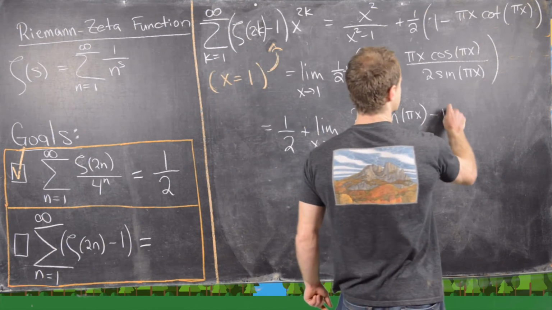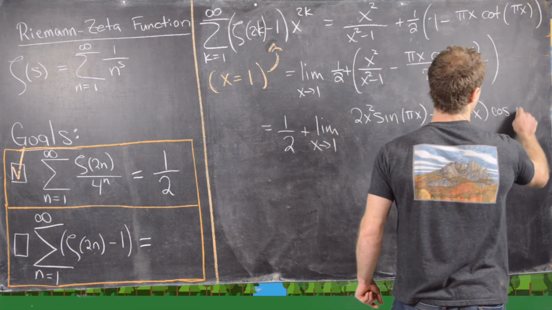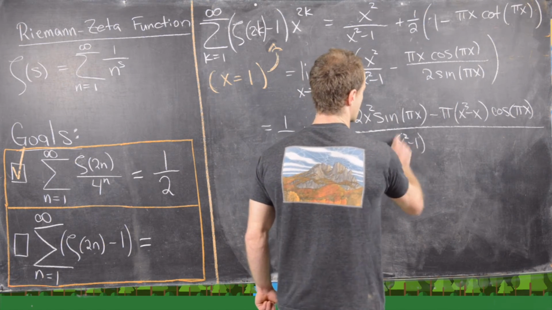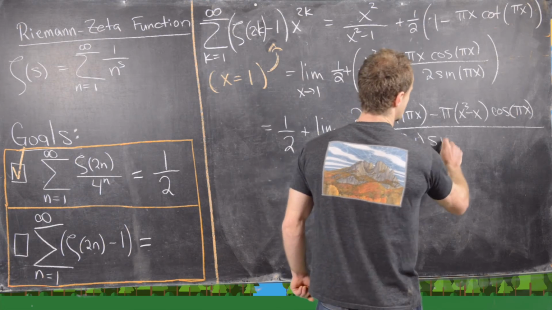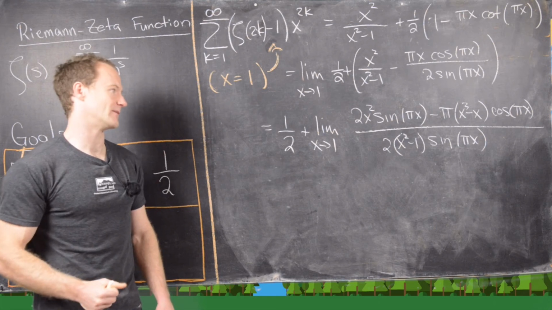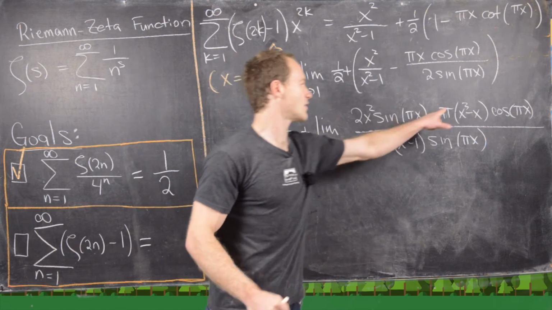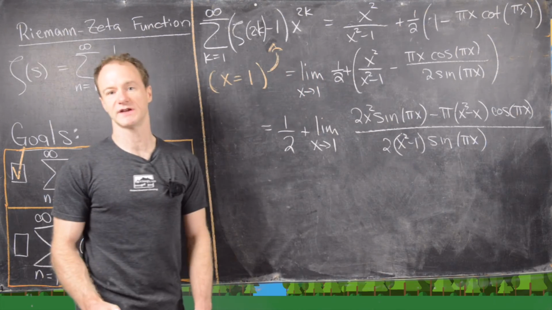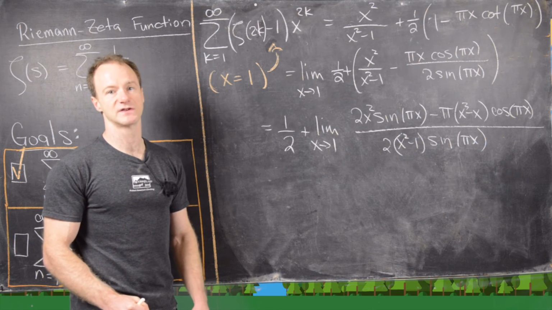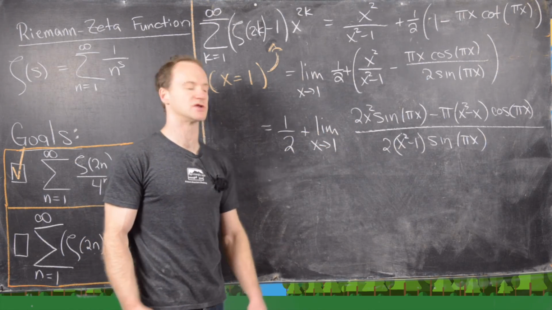And then minus pi times x cubed minus x times cosine of pi x. And all of that is divided by x squared minus 1 times 2 times sine pi x. So what we want to do is calculate that limit. And now I think you'll notice that if you plug x equals 1 into this, we get 0 minus 0 over 0. So in other words, this is an indeterminate form of type 0 over 0. Okay, so now since we have an indeterminate form that's type 0 over 0, we can use L'Hopital's rule.